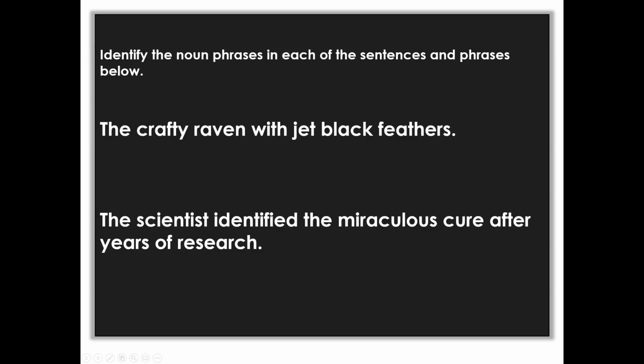Let's deepen our understanding of the learning objective by completing a few more challenges. Your challenge is to identify the noun phrase in each of the sentences and phrases below. As normal, pause the video and have a think. Well, let's see how you got on.